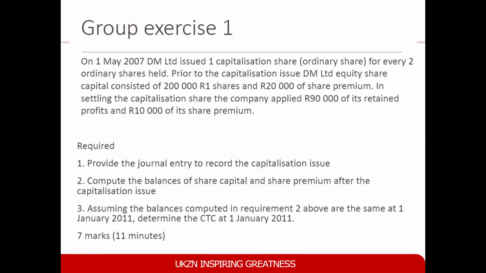Another example, on 1st May 2007, DM Ltd issued a capitalization share, one ordinary for every 2 ordinary shares held. Prior to the capitalization issue, equity capital consisted of 200,000 one rand shares and 20,000 of share premium. So in this case, the share premium was actually 220,000 in total. In settling the capitalization share, the company applied 90,000 of its retained earnings and 10,000 of its share premium.